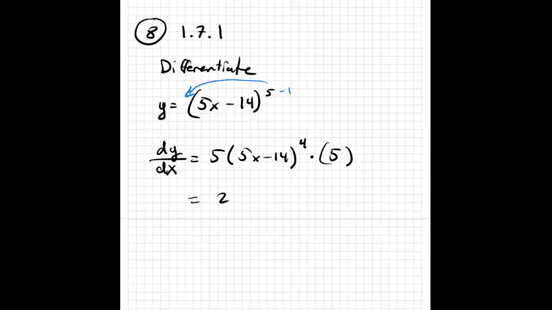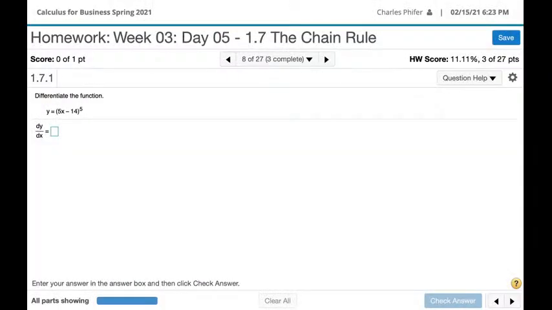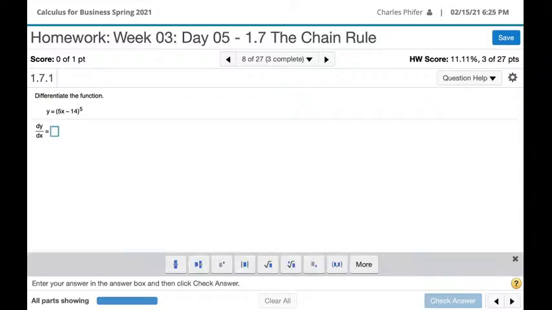Okay. Let's go with this. Let's check this in Pearson. All right. What's my time looking like? 10 minutes on this section. Okay. Let's see, we got 25, parentheses, 5x minus 14, to the power of 4, okay.